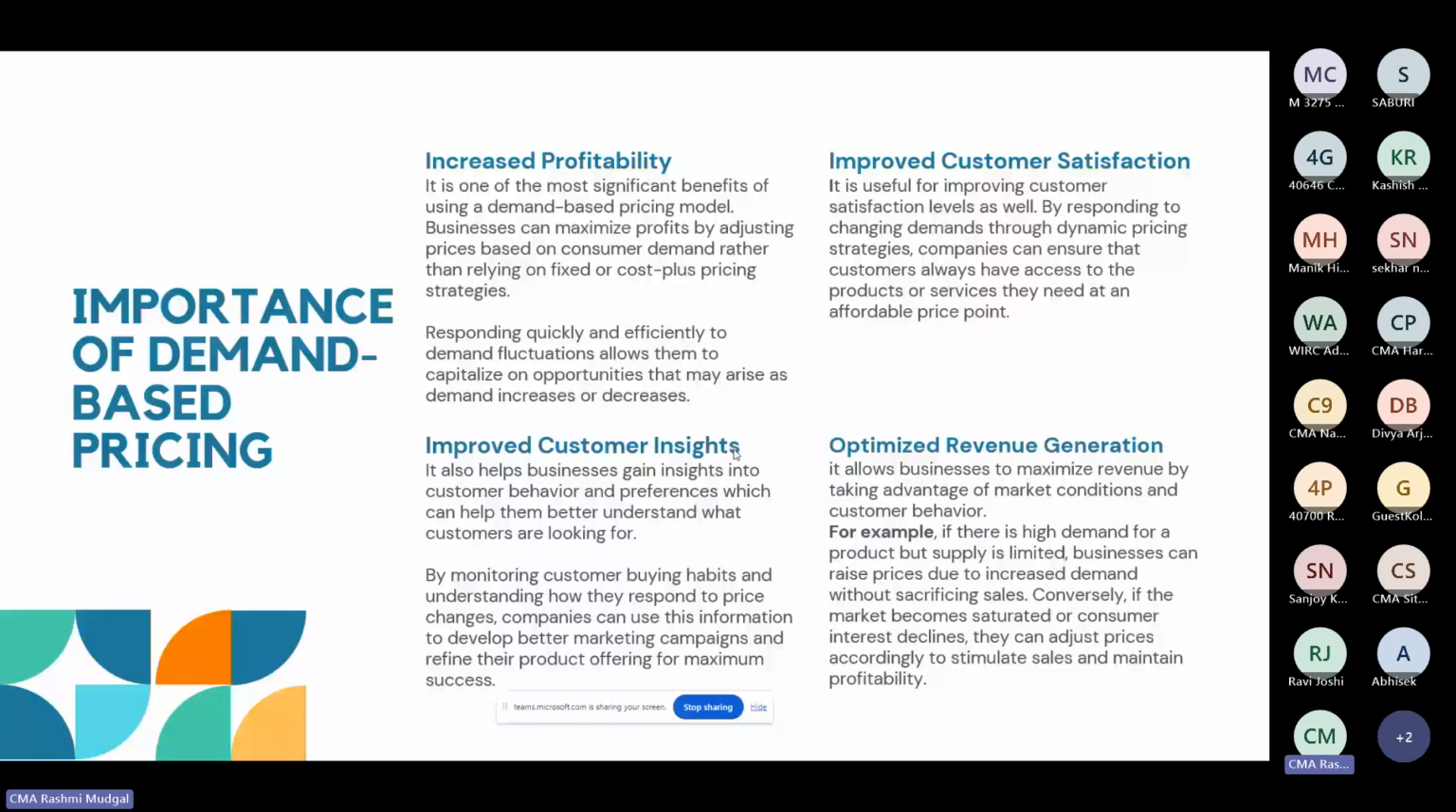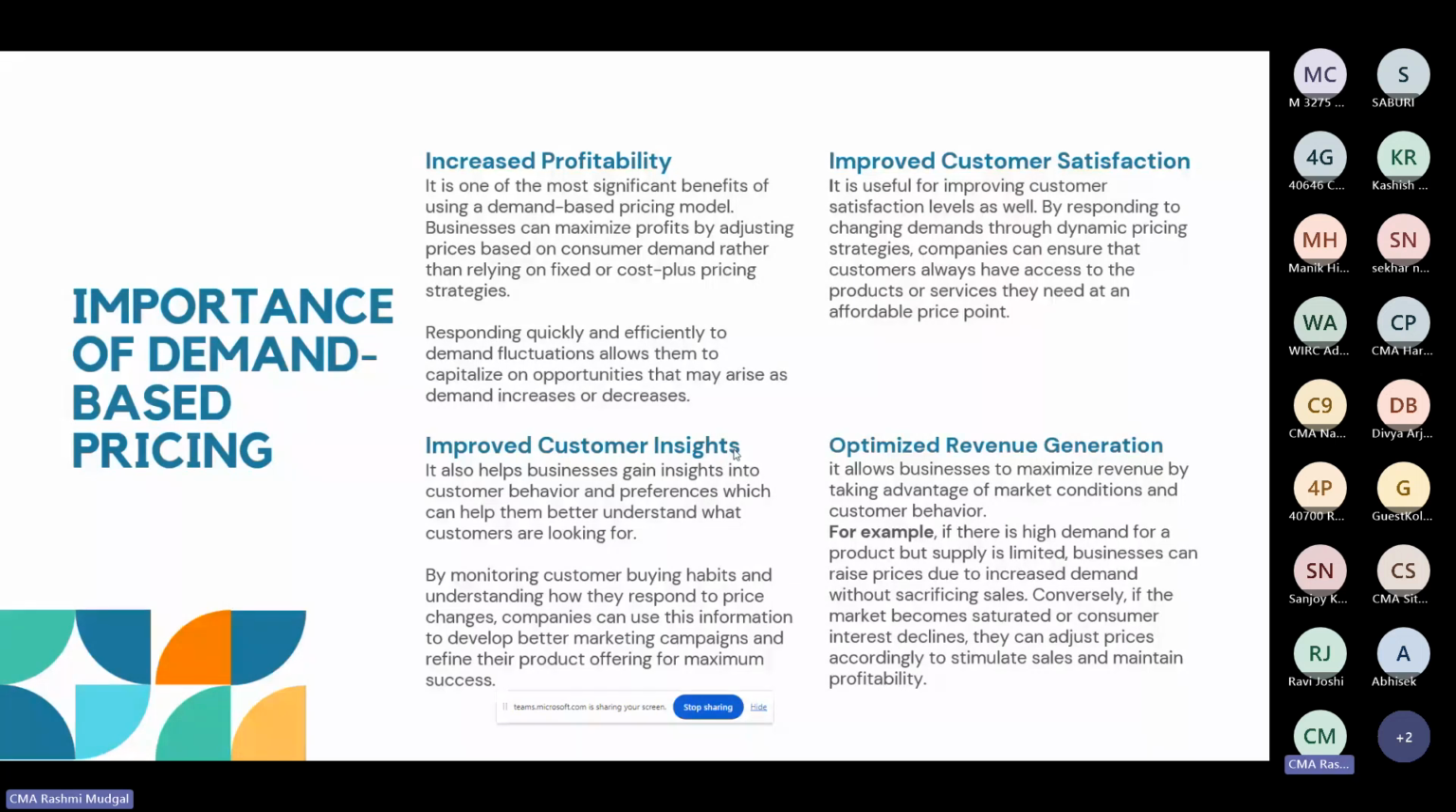Responding quickly and efficiently to demand fluctuations allows them to capitalize on opportunities that may arise as demand increases or decreases. It is one of the most significant benefits of using a demand-based pricing model. Businesses can maximize profit by adjusting price based on consumer demand rather than relying on fixed or cost-plus pricing. If I swear I will not sell lower than my cost, it will not serve the purpose, because people will not come in low-demand times. So I will try to sell even lower than my cost of production, and what I make as profit at high demand I can balance out over the overall time.